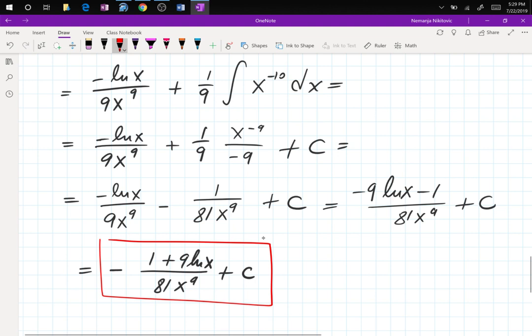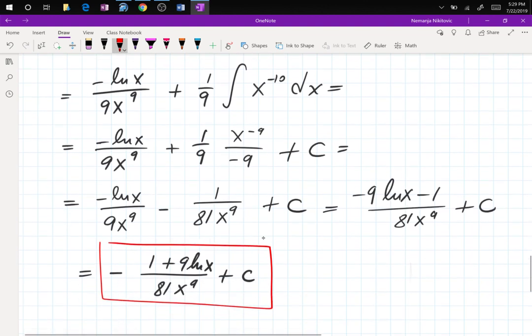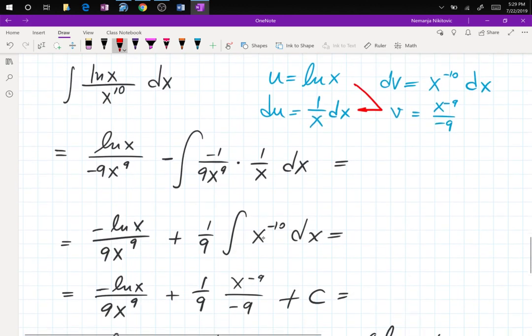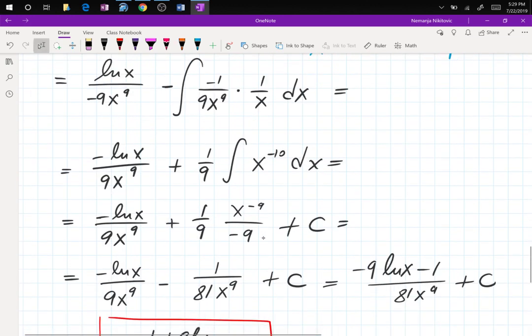Now, some people would like to have it themed, so they don't put the 9 over here. They put x to the 9 because you have x to the 9 in here. But it doesn't matter. From now on, it's just cosmetics. So that's it. That's ln x divided by 10.